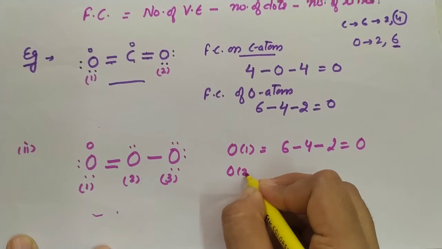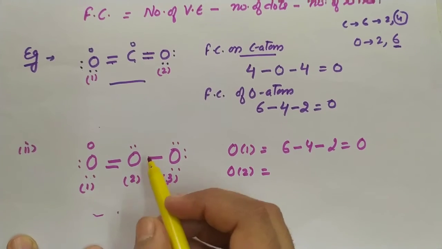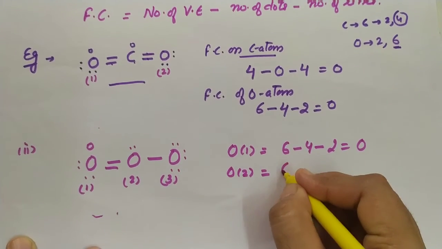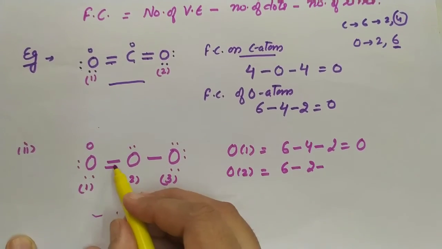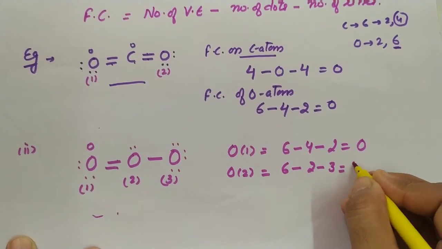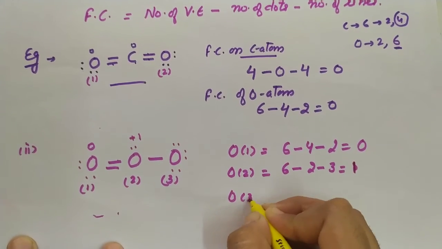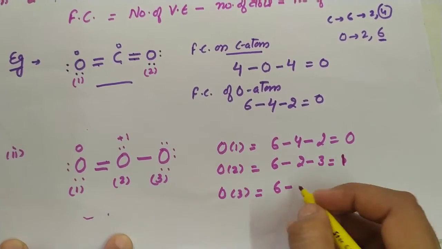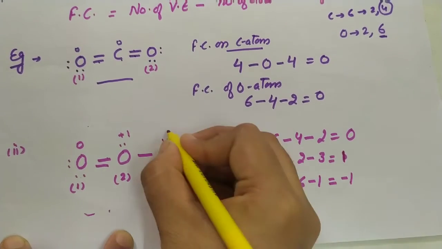And oxygen number 2, the formal charge I have to calculate on this oxygen. Firstly, the valence electrons are 6, minus number of dots 2, minus number of bonds 1, 2 and 3, minus 3. So 6 minus 5 is equal to 1. It means it carries plus 1 formal charge. And oxygen number 3: number of valence electrons is 6, number of dots is 6, and number of bonds is 1. So the formal charge is minus 1.